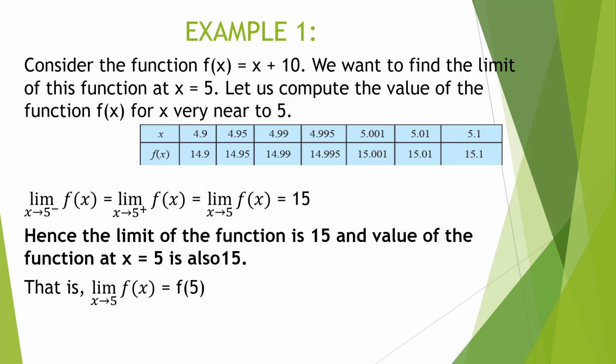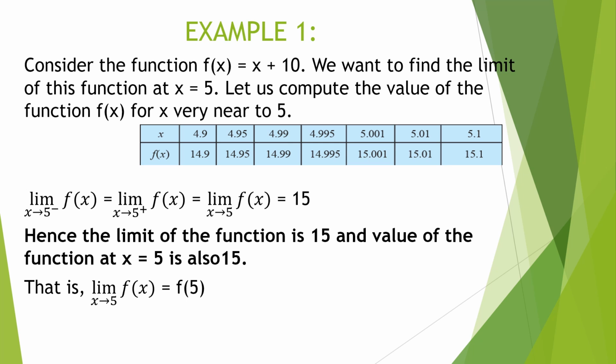And when we put these x values in our function f of x equal to x plus 10, we get the following values of f of x. Now you can see very well that when the value of x approaches 5 from the left hand side, means 4.9, 4.99, 4.995, at that time the value of f of x also approaches 15. That means 14.99, 14.995. So it is approaching 15.